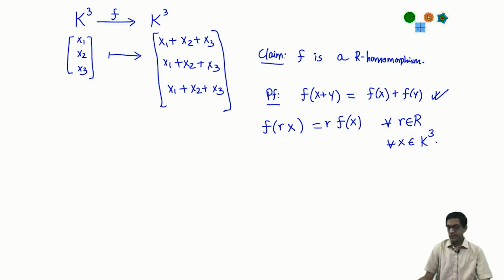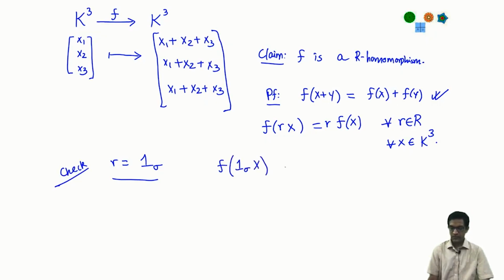Why is this possible? Let's take R to be these special basis elements 1 sub sigma, and check it for those. It turns out it's enough to check for those elements. So let's check for R equals 1 sigma. On the one hand, I have f of 1 sigma acting on x. My question is: is this the same as 1 sigma acting on f of x? I need to compute both sides and check that they are actually equal.